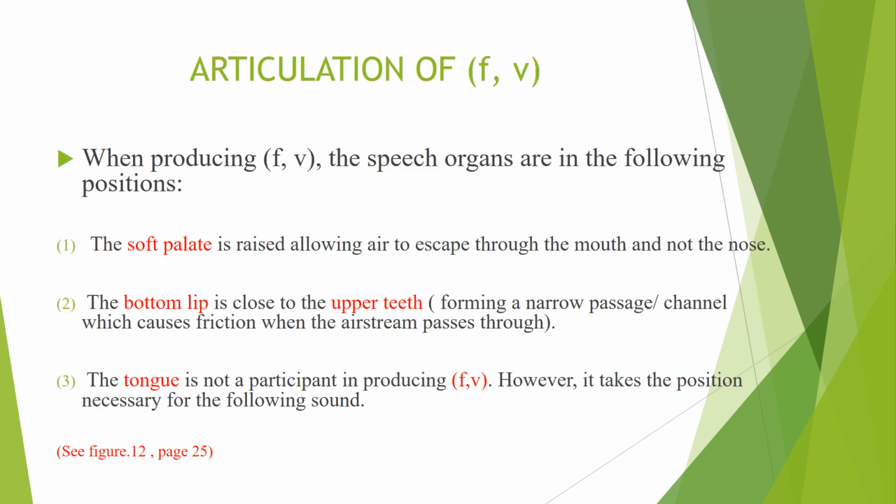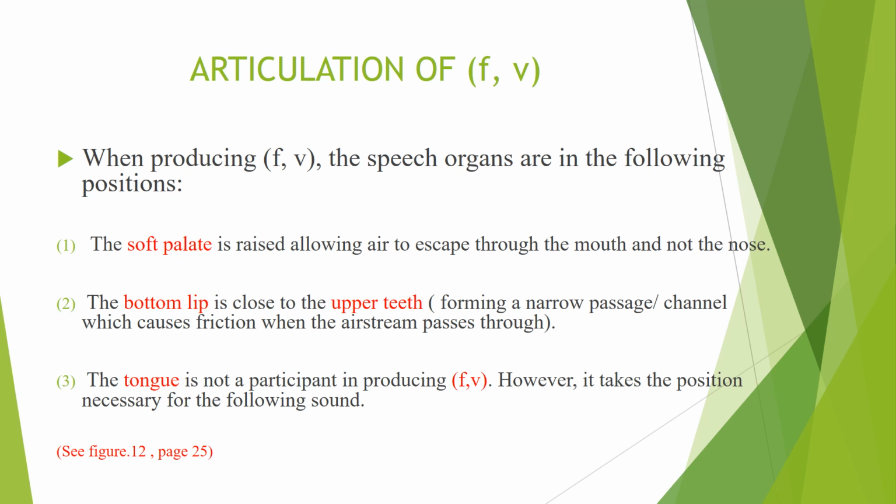Now we need to see how fa and va are articulated. How are they produced? What are the speech organs that are involved in the production of fa and va? Number 1, the soft palate is raised, allowing air to escape through the mouth and not the nose.